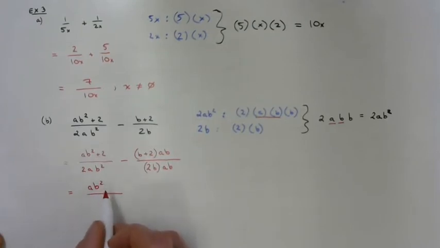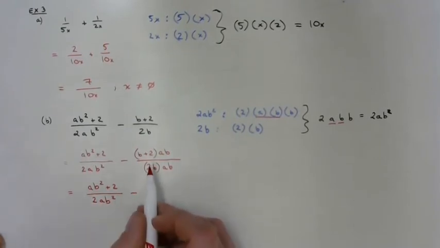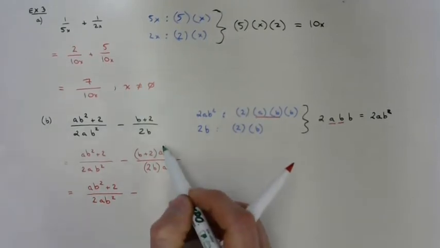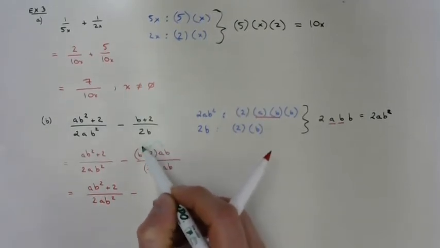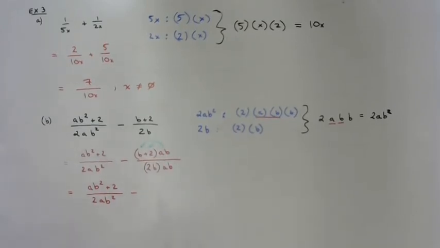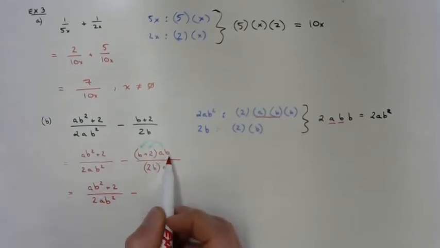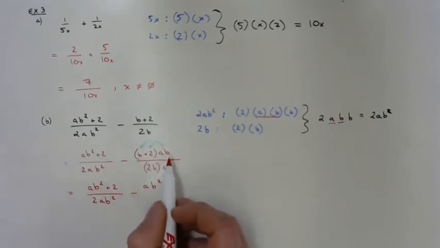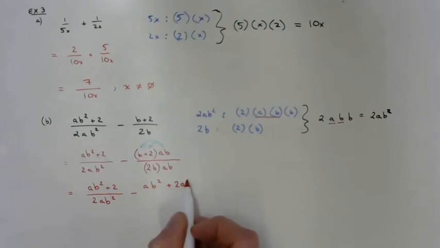My first one stays the same, ab squared plus 2, over 2ab squared. And then my second term, the numerator. Watch what happens. The ab is distributed to the 2 and to the b. And it's multiplication. So b times a times b is ab squared. 2 times a times b is 2ab. And it's over, well, the goal was to create a common denominator. So I know it's going to be 2 times a times b squared.